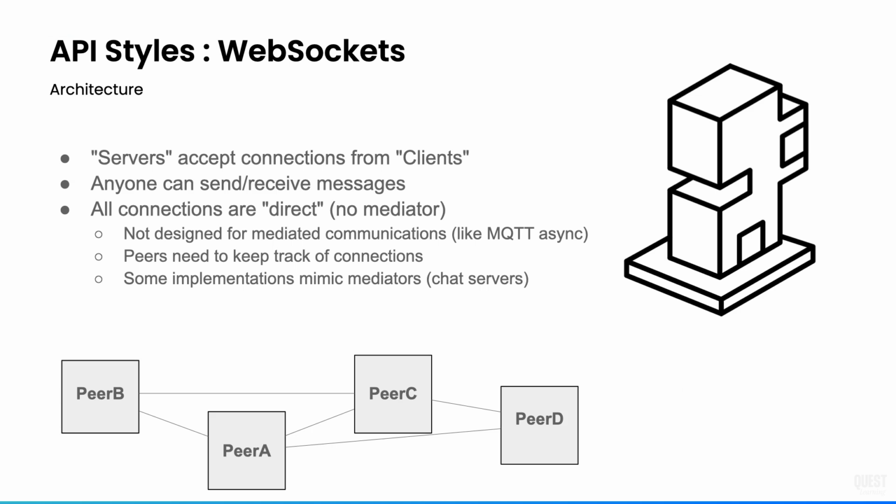Now, it's worthwhile to take a look at this picture. You'll notice that in this example, peer A has connections to peers B, C, and D. You'll notice that peer B has connections to A and C, and that peer D has connections to C and A. But peer B and peer D do not have a direct connection. They cannot talk directly to each other. So the actual topology of the arrangement of the network is pretty important.